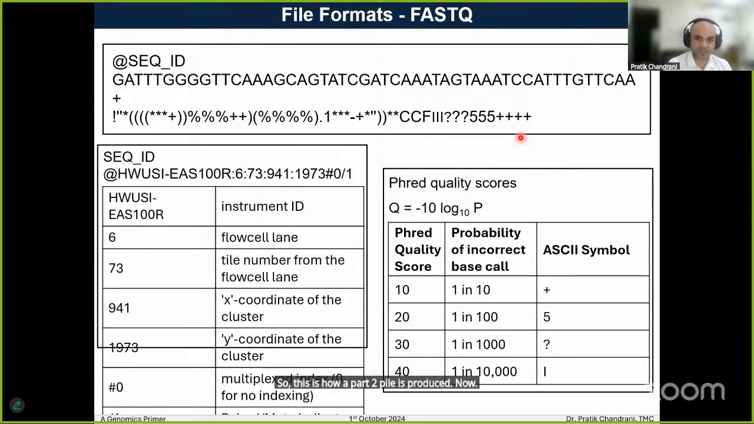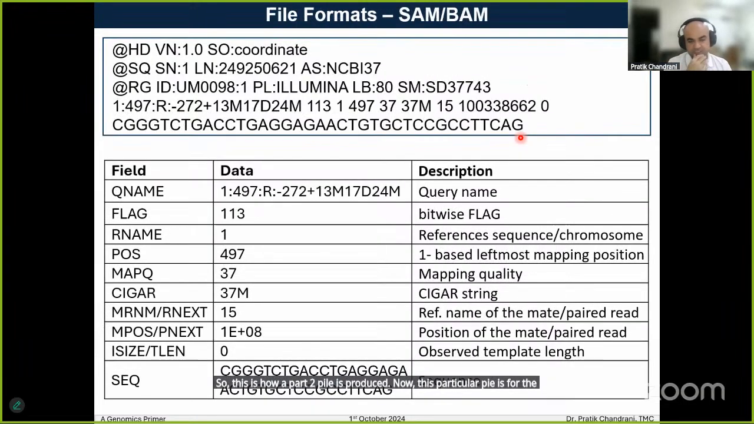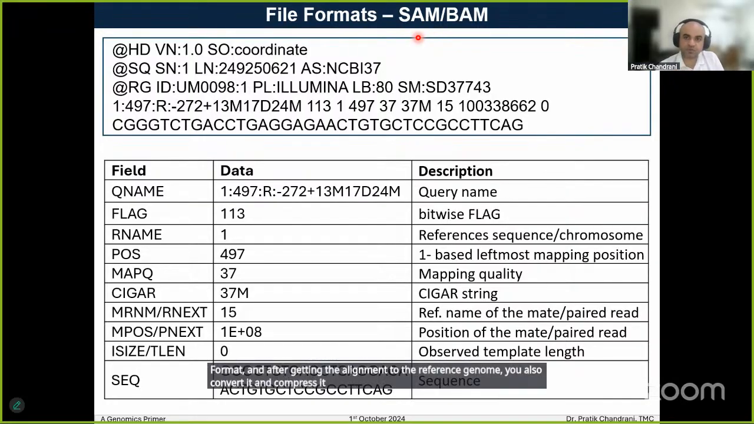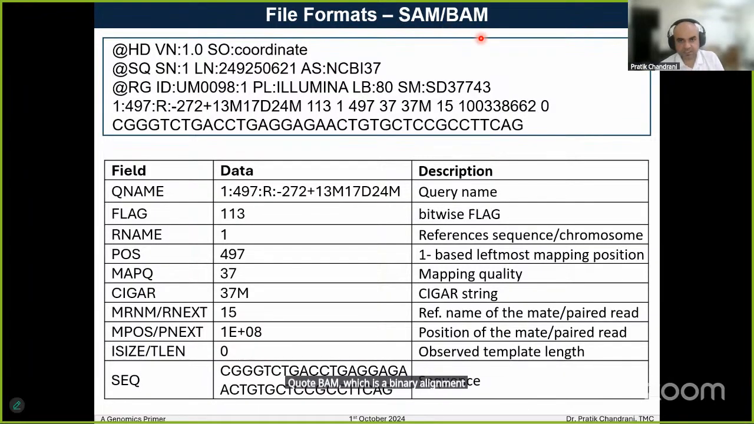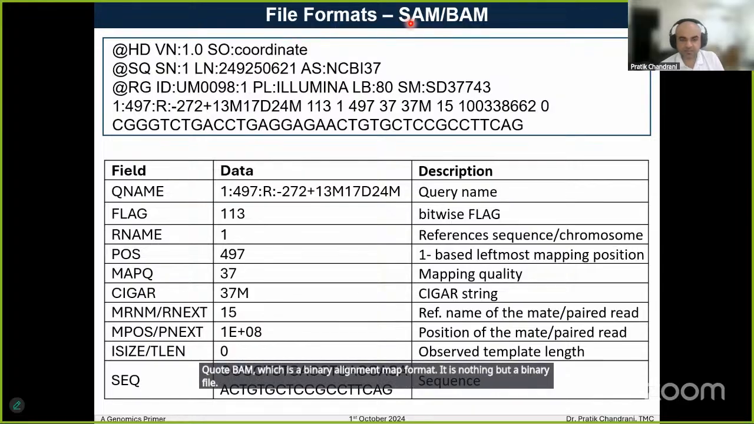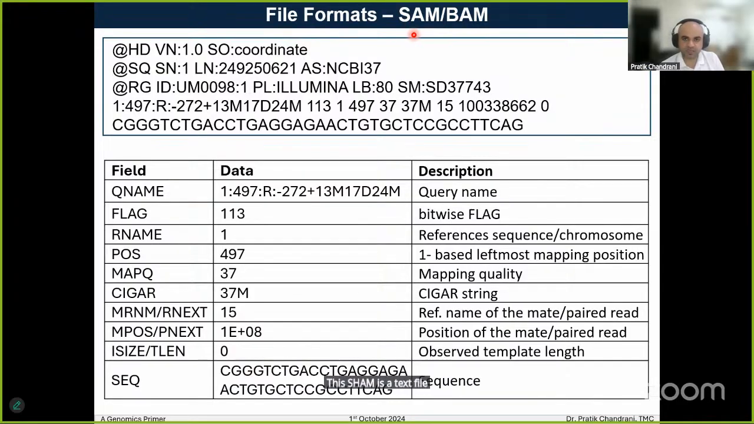Now this FASTQ file is further processed in the computational analysis pipeline, and during the processing, we produce a file called SAM, sequence alignment map format. And after getting the alignment to the reference genome, we also convert and compress it into a more compressed format called BAM, which is binary alignment map format. It is nothing but a binary file. This SAM is a text file, a human readable file, and this BAM is not human readable, only computers can read it. But that will compress the size as well, so that helps us in saving some computational storage space.